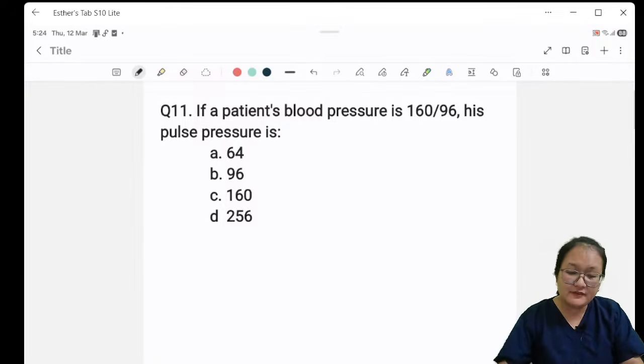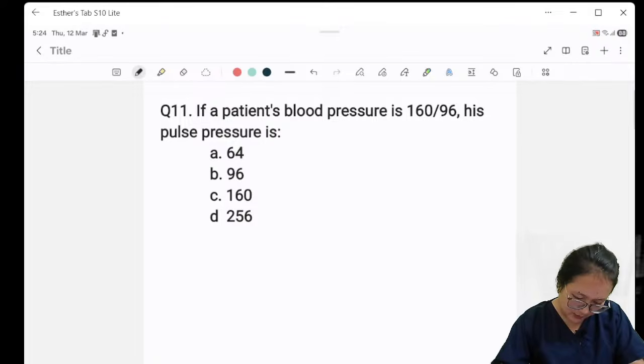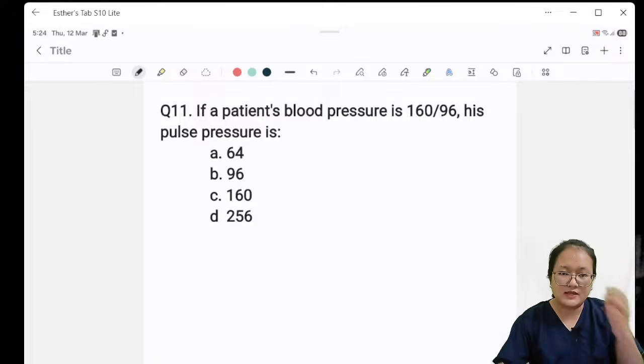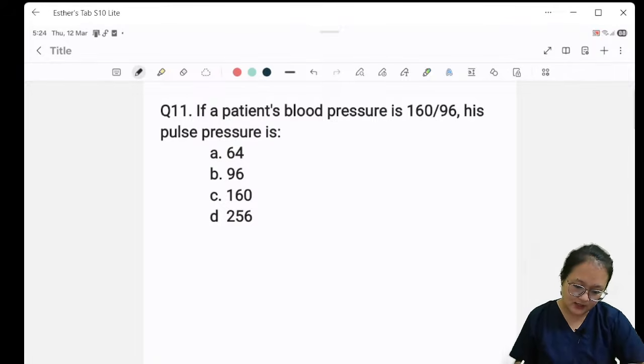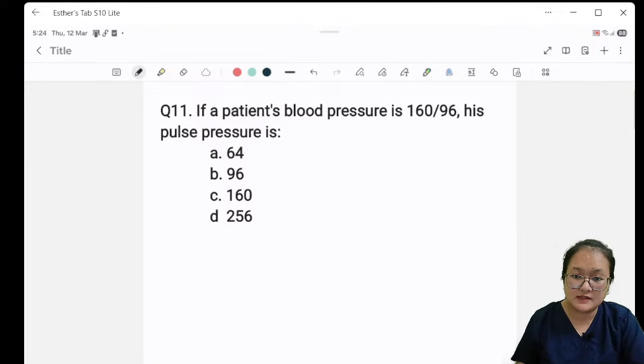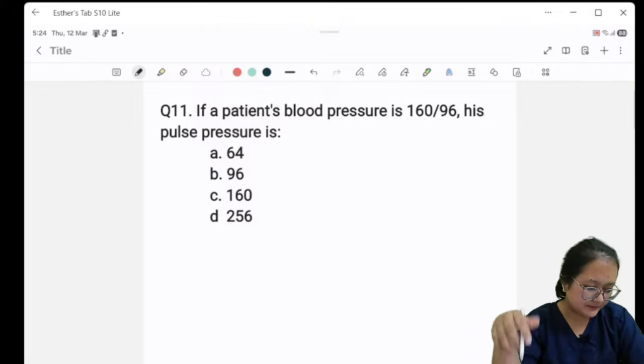If a patient's blood pressure is 160 by 96, his pulse pressure is A 64, B 96, C 160, and D 256. Which is the right answer?